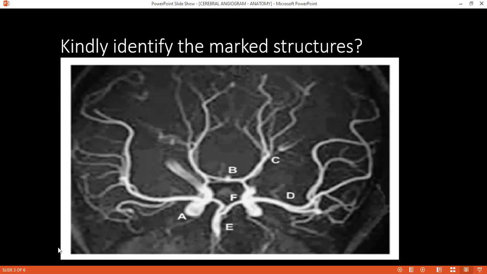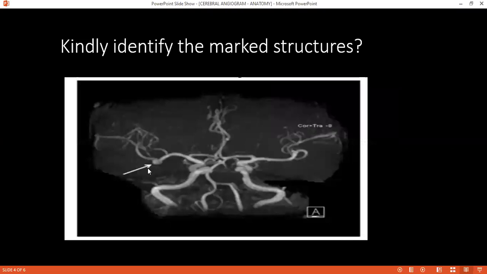Right. Can you please tell me if you can identify this arrow? What does it signify? This is the middle cerebral artery aneurysm. Okay. In which condition is this seen? It is seen in aneurysm rupture, which is known as subarachnoid hemorrhage. In subarachnoid hemorrhage, but it is also seen in conditions where these sorts of aneurysms can be found in other parts of the body as well.